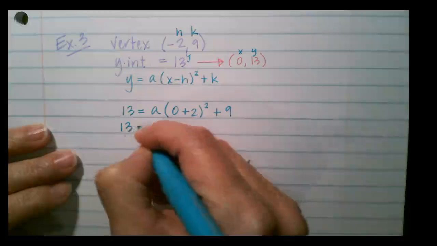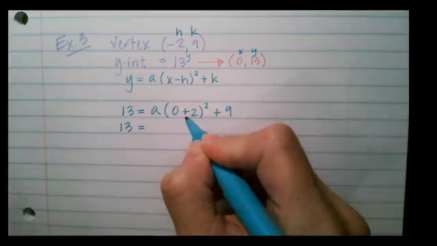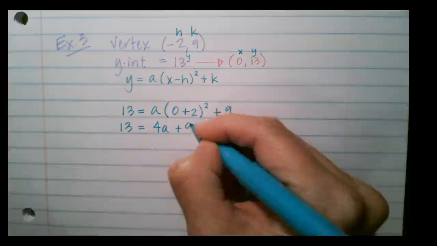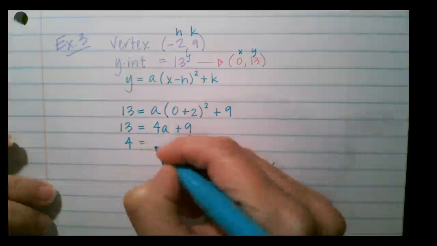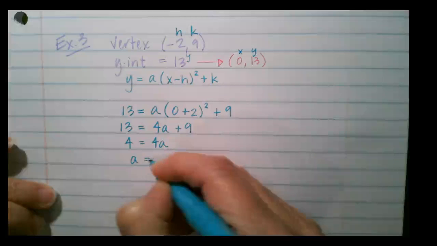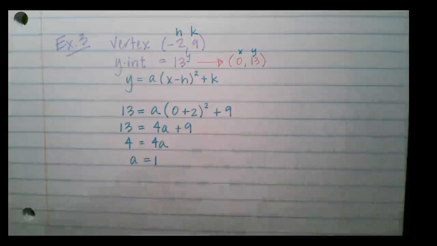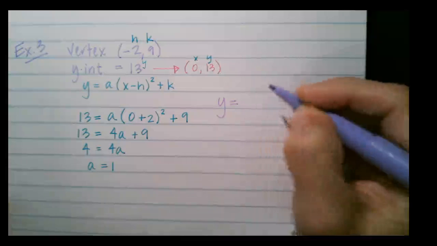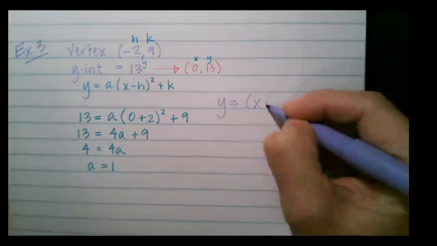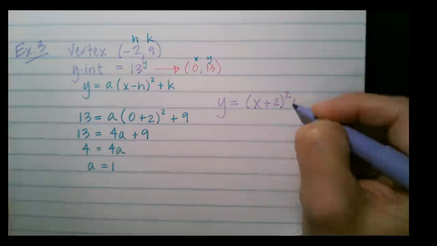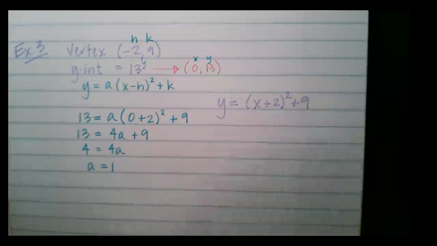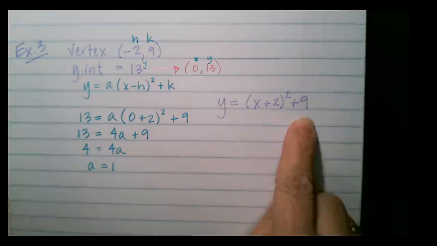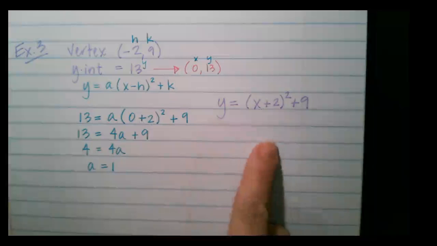So now I'm just working this out. So 0 plus 2 squared, 0 plus 2 is 2, squared is 4, so that's 4a plus 9. Subtract 9, and I get 4, so a is 1. So I know for this parabola that the equation is y equals, my a is just 1, so I don't need to write it, but this should be x plus 2 squared plus 9. So this parabola has a vertex at -2, 9, and then it has a y-intercept of 13.